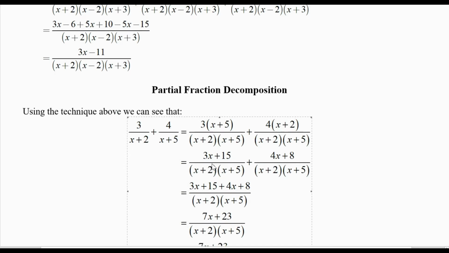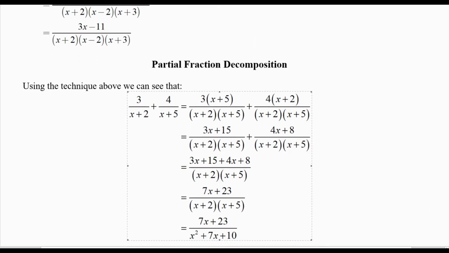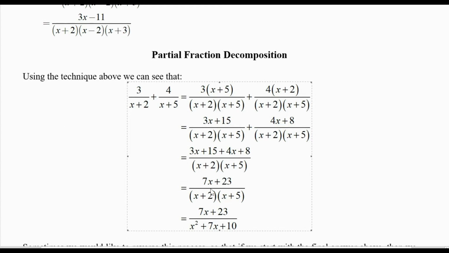Okay, continuing on, now that we have two fractions with the same denominator, we keep that denominator and add the numerators. 3x plus 15 plus the 4x plus 8. Combine like terms, that's 7x plus 23. Factor the top and cancel if we can. It looks like our final answer is 7x plus 23 over the denominator.